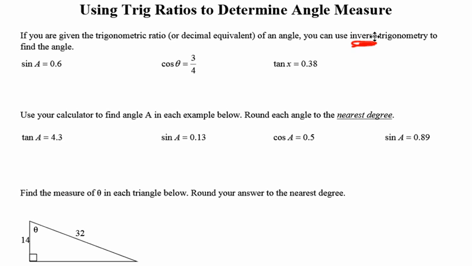I think about inverse trig as working backwards. So now we know this ratio, we want to work backwards in order to determine which angle it is that has this ratio. So for instance, in the first one where we're told that the sine of angle A is equal to 0.6, what we're really trying to determine is what angle is it that has that sine value that's equal to 0.6.